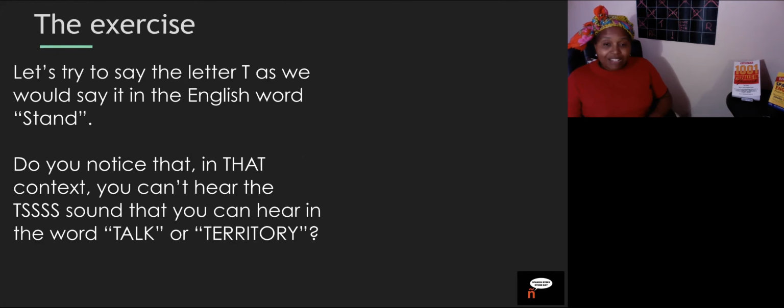Let's try to say the letter te as we would in the English word stand. So say stand. Now I know you hear an S sound at the beginning, but you don't hear a ts sound when we get to the te. You can't hear it as if it were, for instance, the word talk. You hear t, or territory. But stand, you don't get that sound.